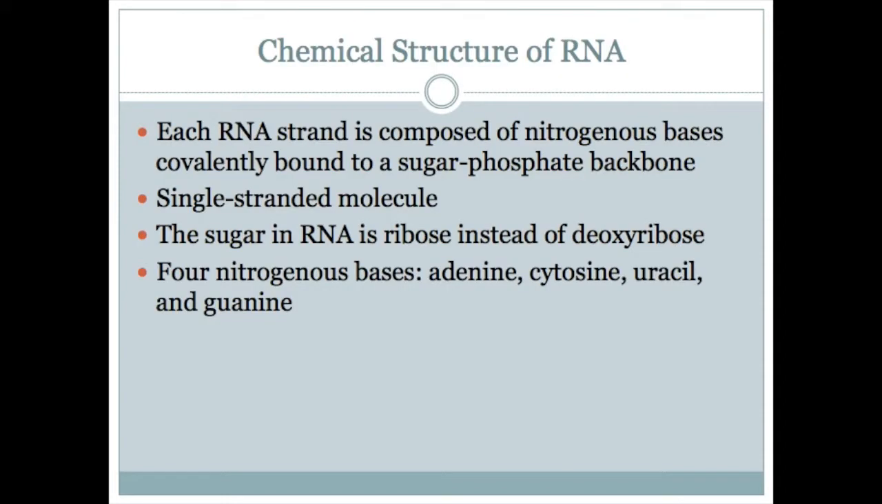The chemical structure of RNA. Each RNA strand is composed of nitrogenous bases covalently bound to a sugar phosphate backbone. It is a single-stranded molecule, unlike DNA. The sugar in RNA is ribose instead of deoxyribose, and the four nitrogenous bases are adenine, cytosine, uracil, and guanine.